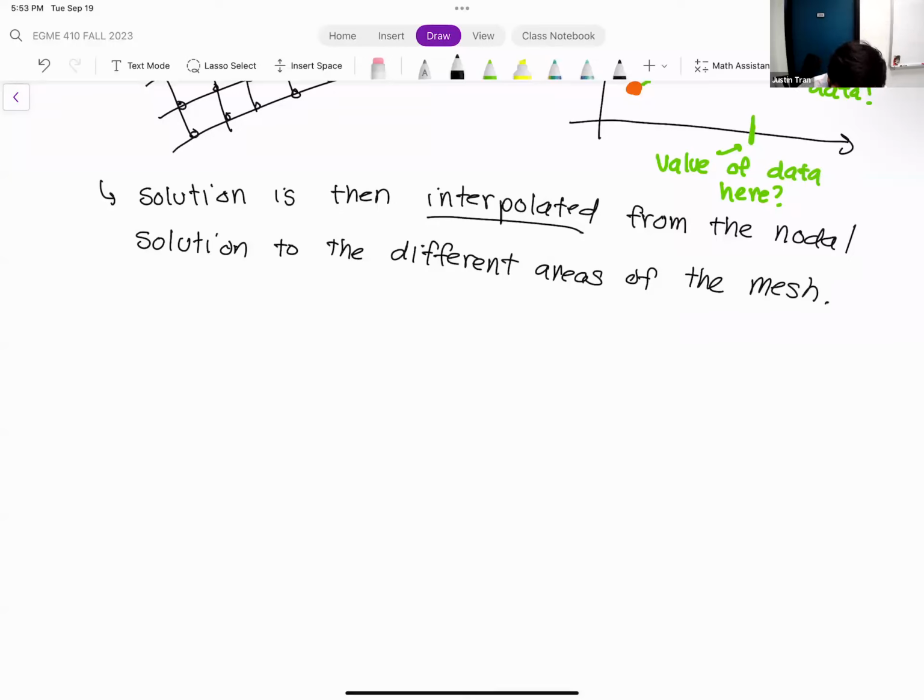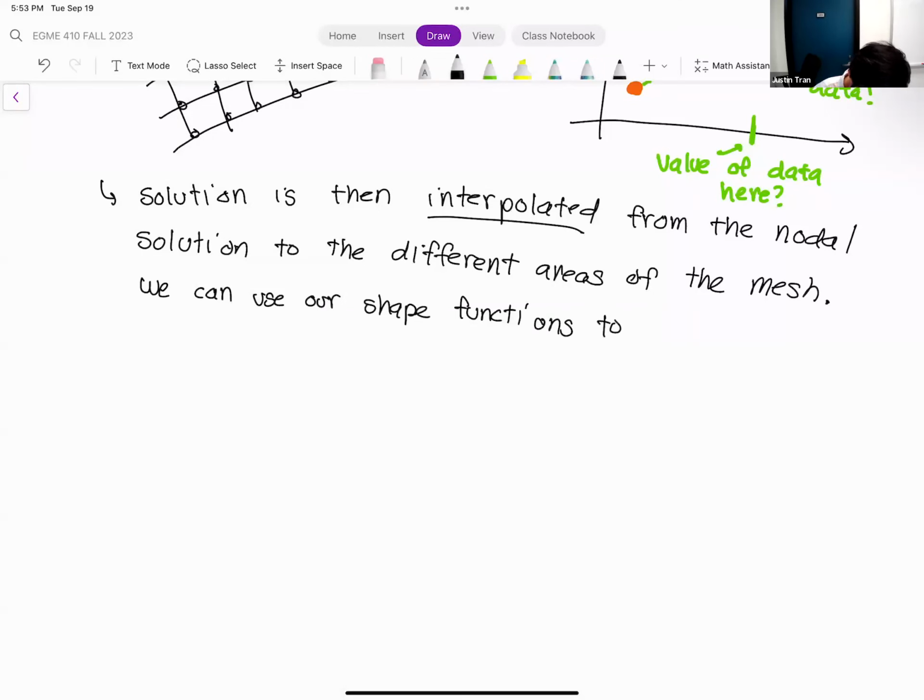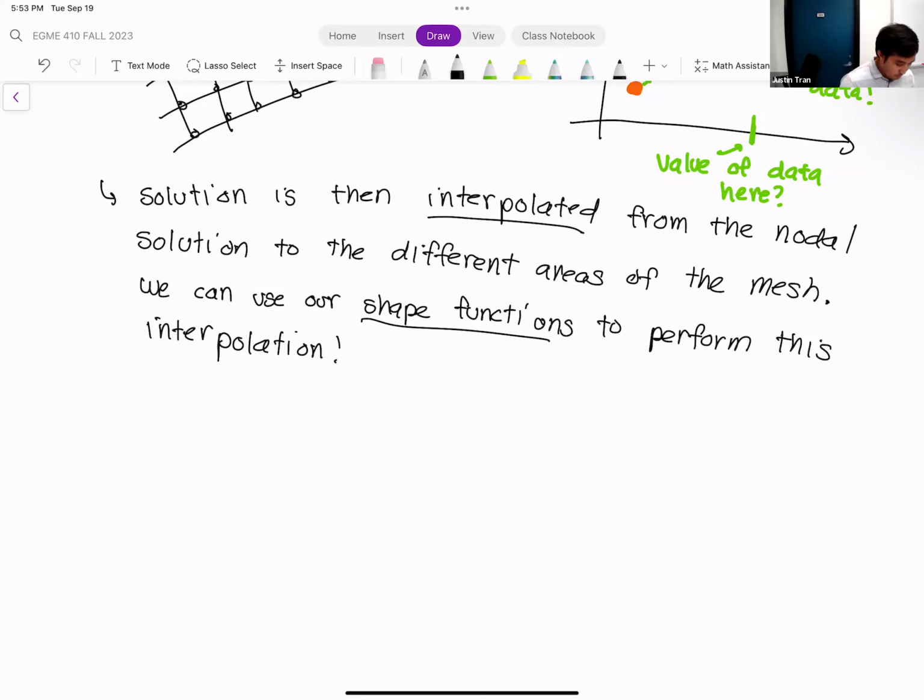All right, and so of course, in order to do interpolation, you have to assume a functional form, right? But luckily, we already have that assumption in our shape functions. That's exactly what the shape functions are designed to do, which is to interpolate.